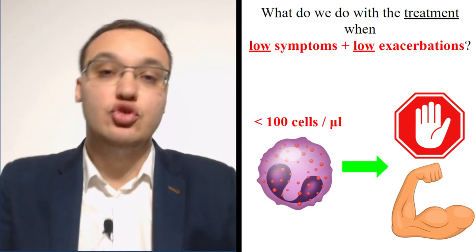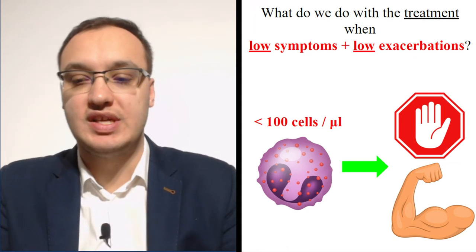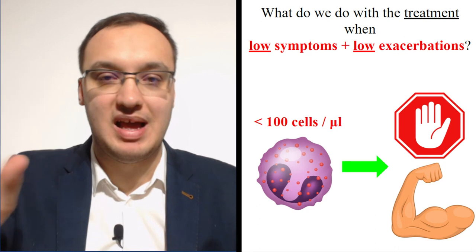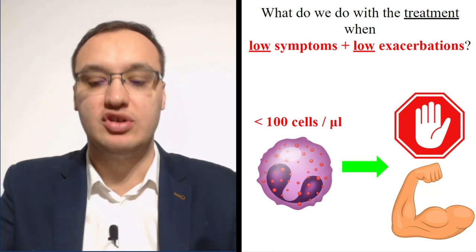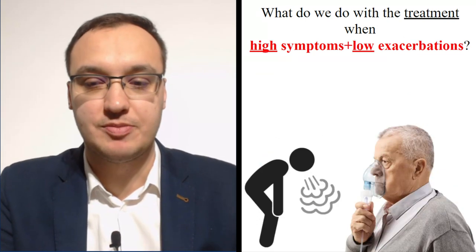And how do you know that? You take a blood sample, okay? And then you see the arm showing glucocorticoids and then stop, please, this glucocorticoid when the cells are less than 100 cells per microliter.